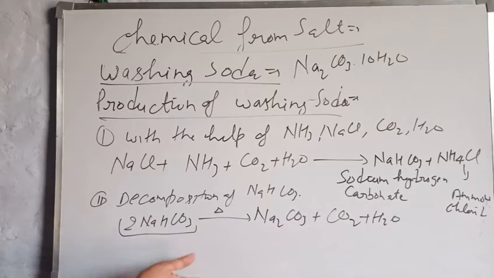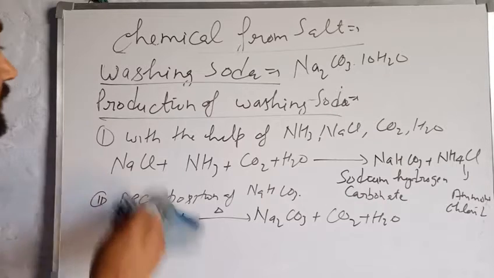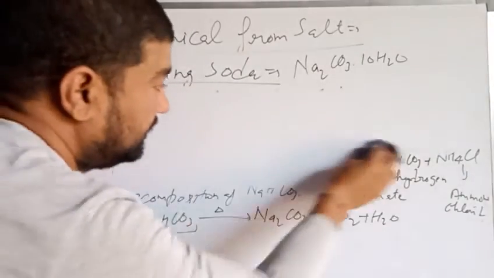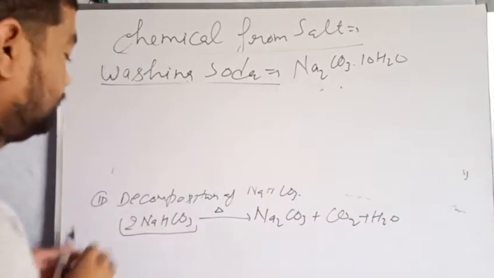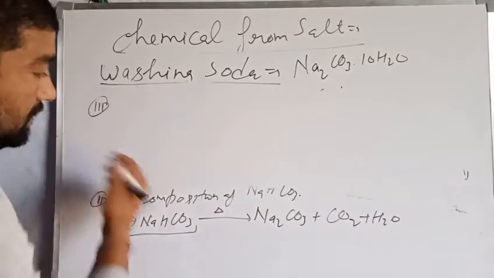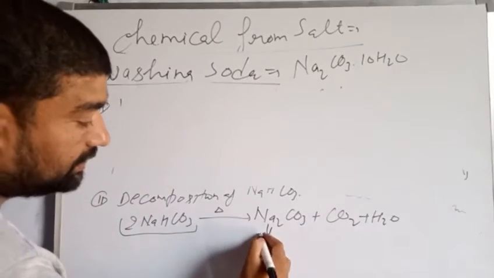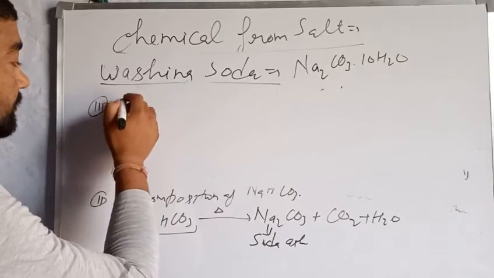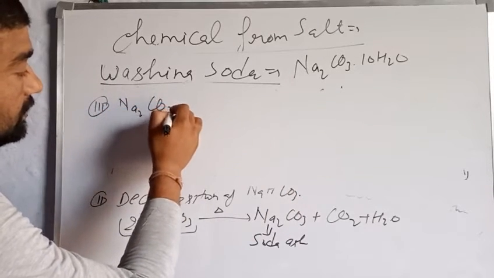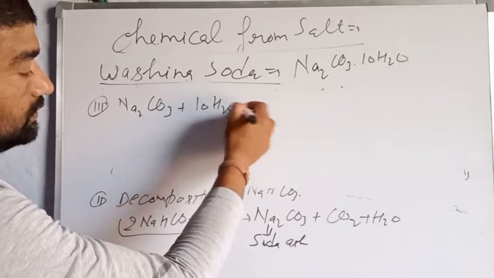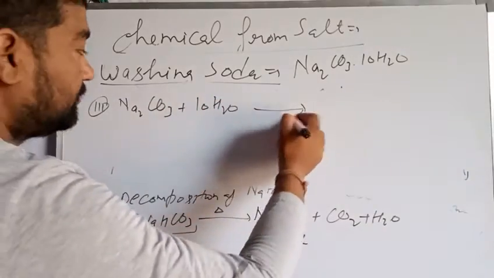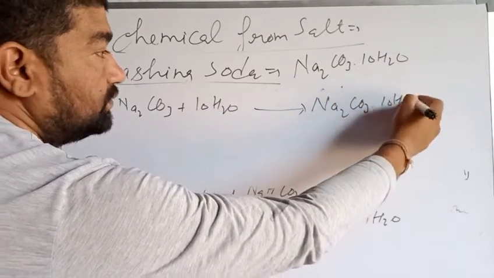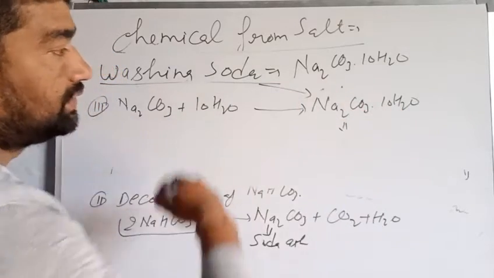So now the third step. We just need to add the 10 crystals of water. The third step is so simple. Na2CO3, also known as soda ash, plus 10H2O. A simple combination reaction will take place, and that will become Na2CO3 into 10H2O. So this is our washing soda.